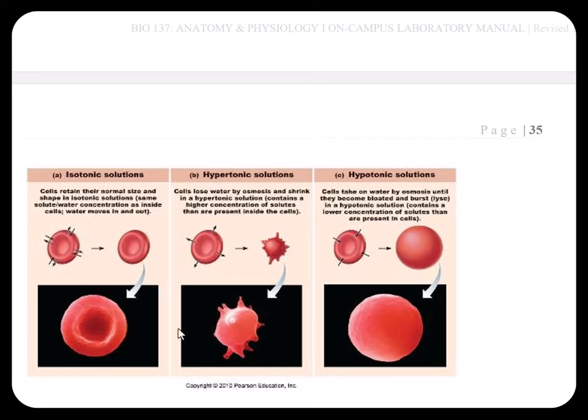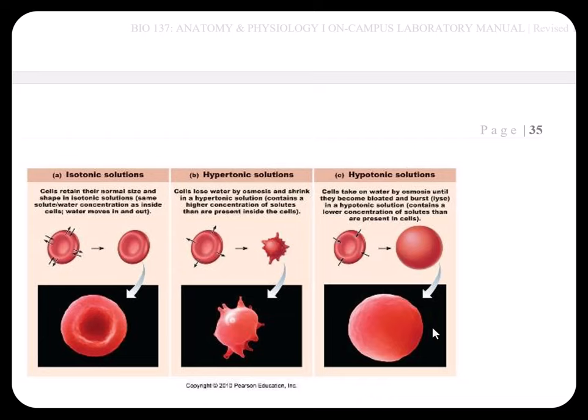All right. Now, if you go the other way and you drop that same cell, which is isotonic, into a glass of water. Well, there's not much stuff in a glass of water. There's a little chlorine, maybe a little fluorine, a little bit of something, but nothing compared to what's inside the cell. Because inside the red blood cell, besides the organelles, the mitochondria and the nucleus and all that, you also have hemoglobin, the red stuff that carries oxygen. You'll learn about that next semester.